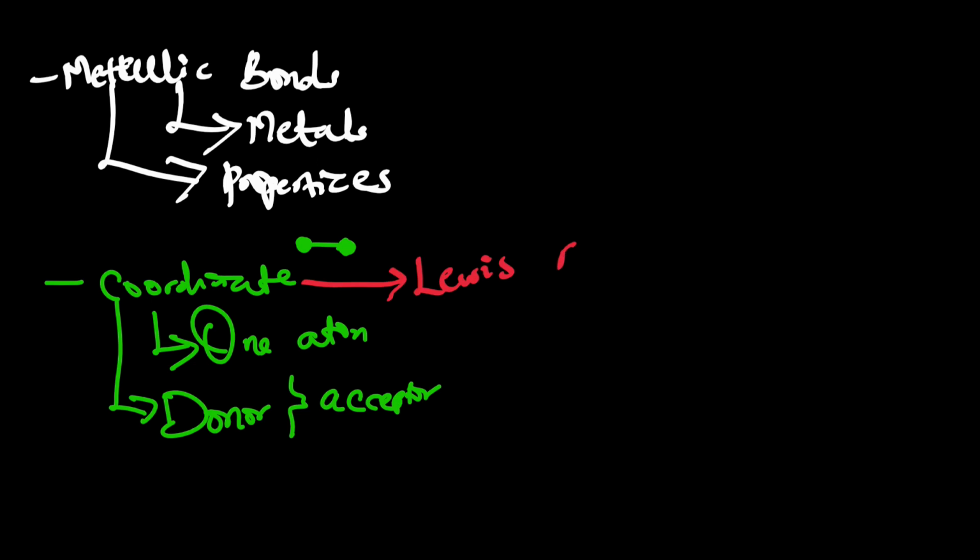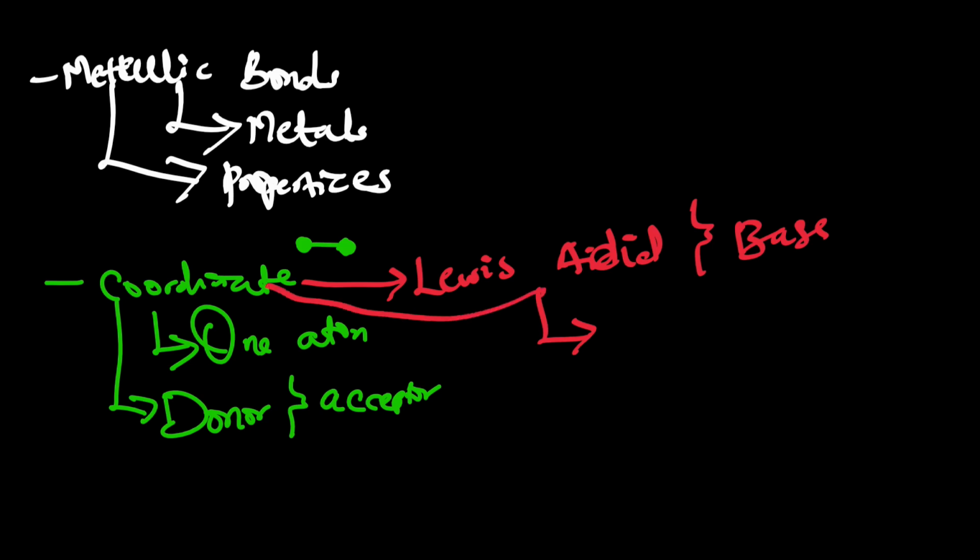So this actually forms the basis of Lewis acid and base. And I also said that examples of where you can find coordinate bonding include ammonium ion, hydronium ion, etc.